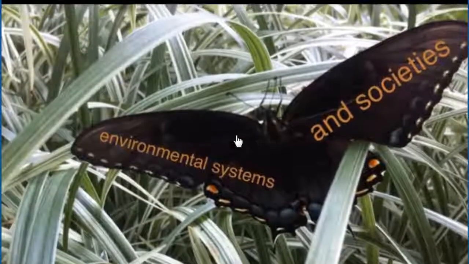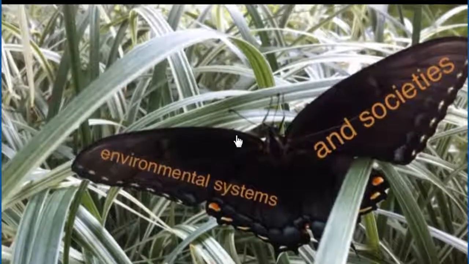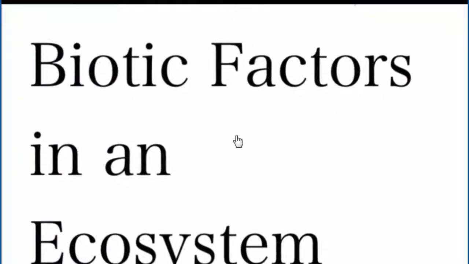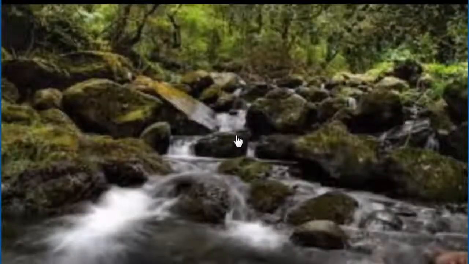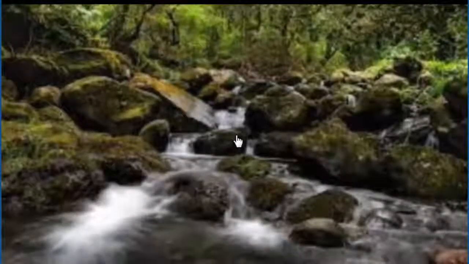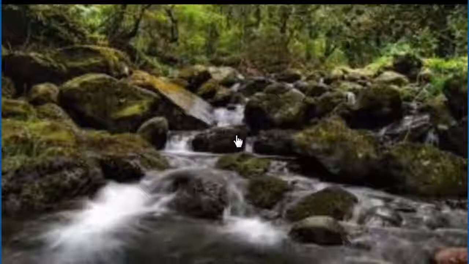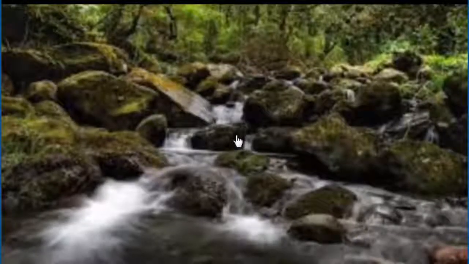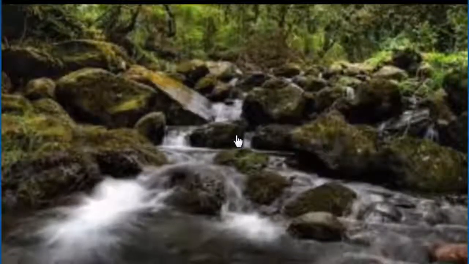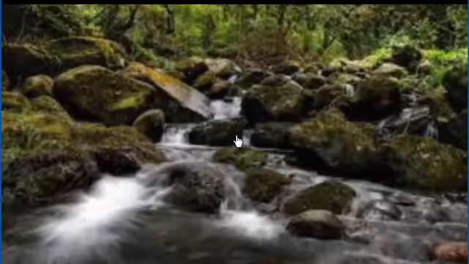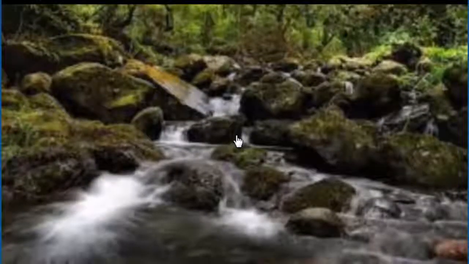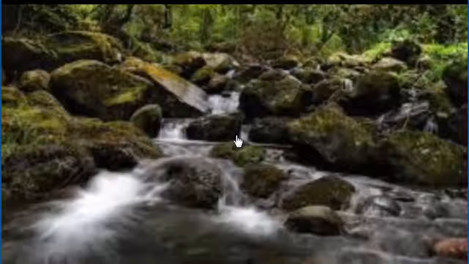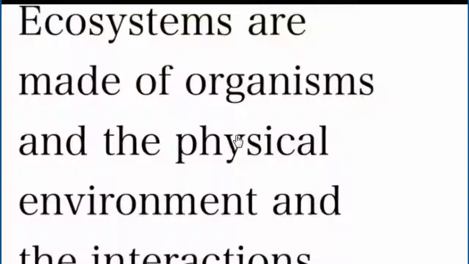Hello nature lovers, and welcome to another exciting episode of Environmental Systems and Societies. Today's video is all about abiotic and biotic factors in an ecosystem. And what I mean by that is when you look at a forest like this, you see water and rocks and moss and sunlight. You might feel the wind, but do you ever think about how those things combine to make a specific forest instead of a desert or a mountain? Well, that's what we're going to talk about today.